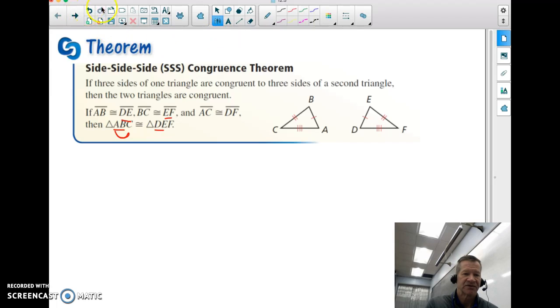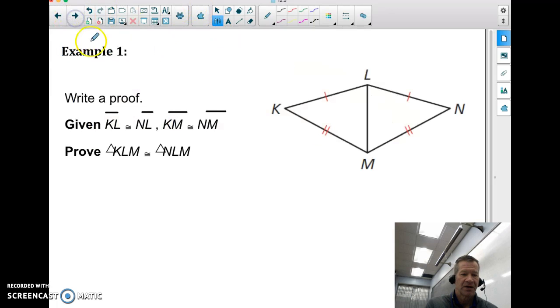Okay, so let's go to the next page and write a proof. So remember, we cannot say that two triangles are congruent unless we have at least three parts of them that are congruent. So we're given that KL and NL are congruent and that KM and NM are congruent. Well, where's the third part that's congruent?